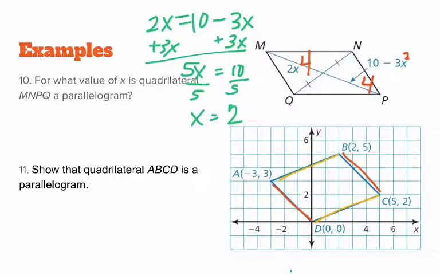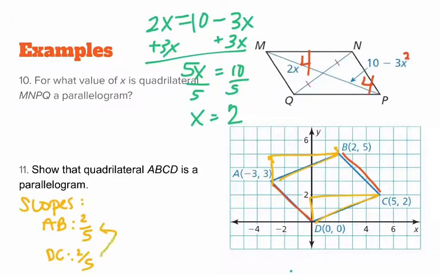So it doesn't matter which 2 sides you choose. I'm going to choose AB and CD, just because, doesn't matter. Well, looking at A to B, I'm going up 2 and to the right 5. So the slope of AB is 2/5. And then looking from D to C, I'm going up 2 to the right 5. So the slope is also 2/5. Well, same slope means those 2 lines are parallel. Okay, not bad. We did part of it.